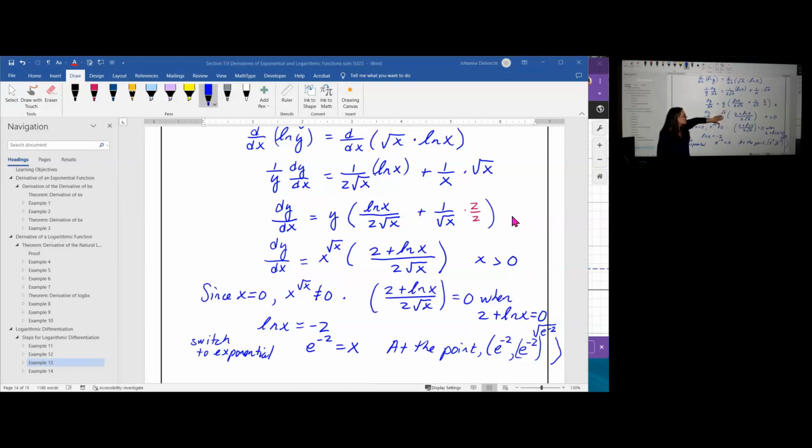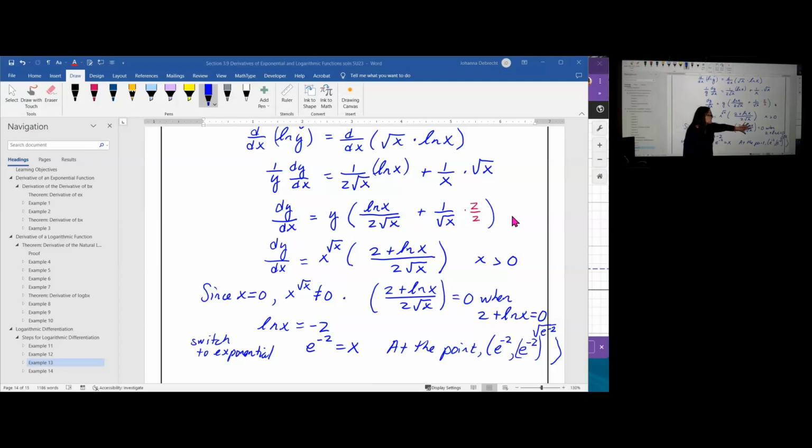Notice that because of the original definition with the square root of x, I know that the value has to be greater than or equal to 0. The derivative, however, tells me that x cannot be 0. So in fact, for the derivative, x is greater than 0. I want to find out where it's going to be 0. X to the square root of x won't be 0 because x is not allowed to be 0, because of the variable in the denominator.